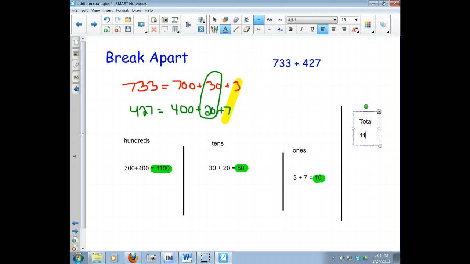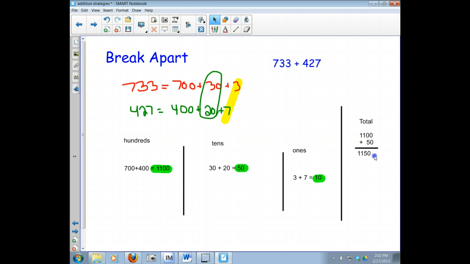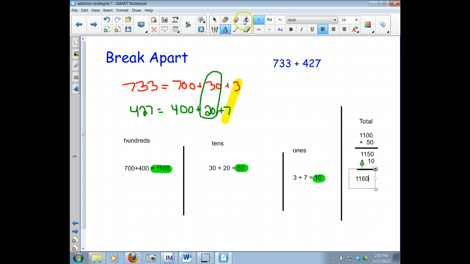So I've got 1,100, and I'm going to plus 50. And I like to do two numbers first, one at a time, instead of stacking all three. For me, it just makes it a little bit easier so I don't lose track of what I'm doing. So I've got 1,150. Let me slide that over so the place value lines up. Okay, and now I can go ahead and add the 10. So plus 10, let me draw my line in. So now I've got 1,160. So my answer is 1,160.